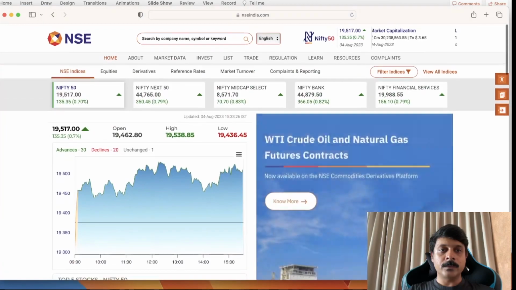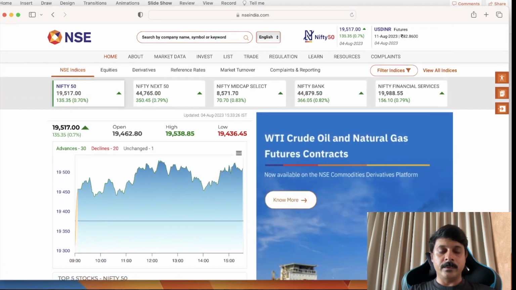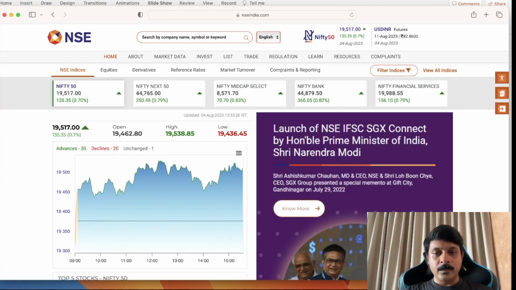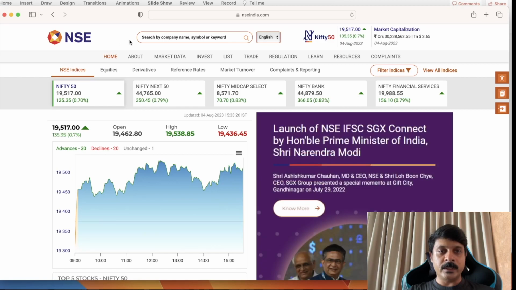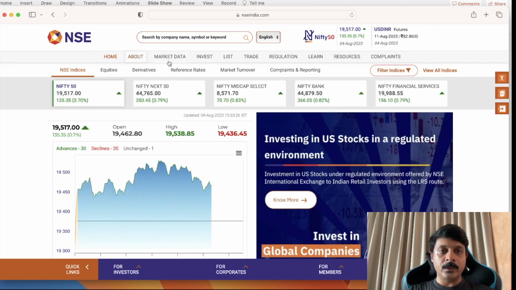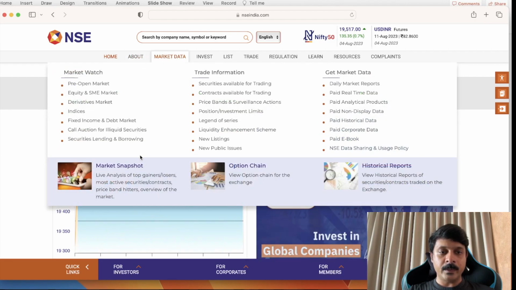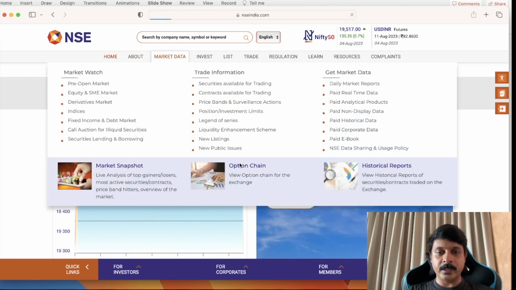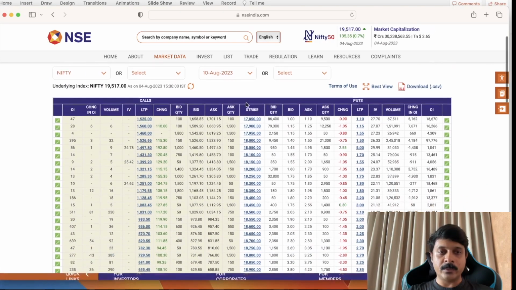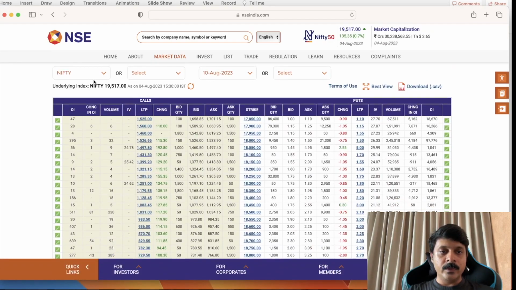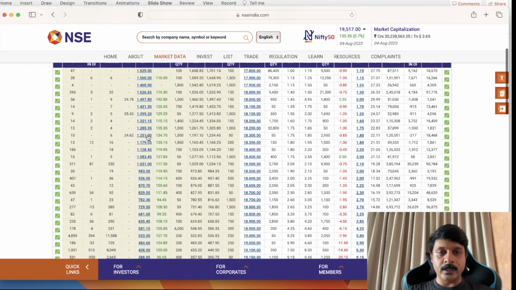Okay, so I don't have live data because it's not a live market. The market is closed and it is a Saturday. I'm recording this, but I can show you this on the NSE website. You go to the NSE India website and go to market data, and in market data you can see the option chain. Go to the option chain, select Nifty, Bank Nifty or whatever, and select the expiry day or strike price. Nifty is currently trading at 19,517.